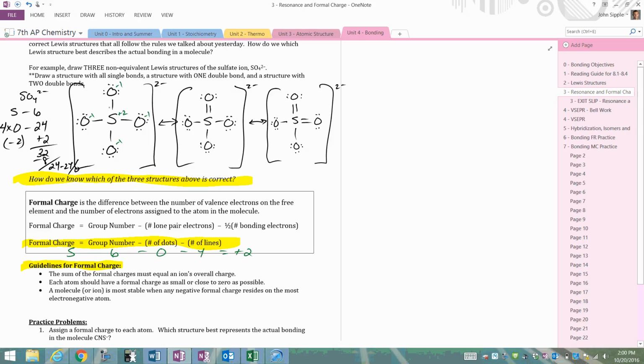Now, if we look at the next one here, and we do formal charge for sulfur here. So sulfur is group 6 minus the number of dots, which is 0, minus the number of lines. There are 1, 2, 3, 4, 5 lines. So it's got a formal charge of +1.